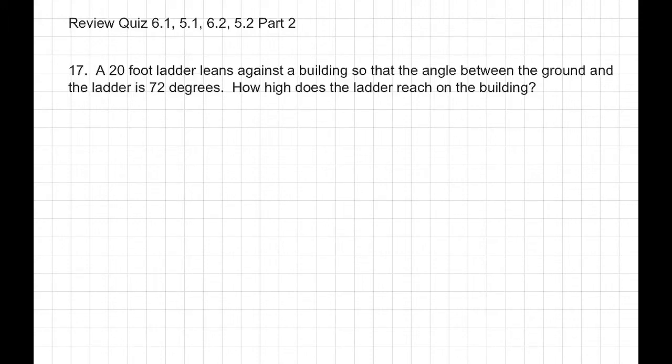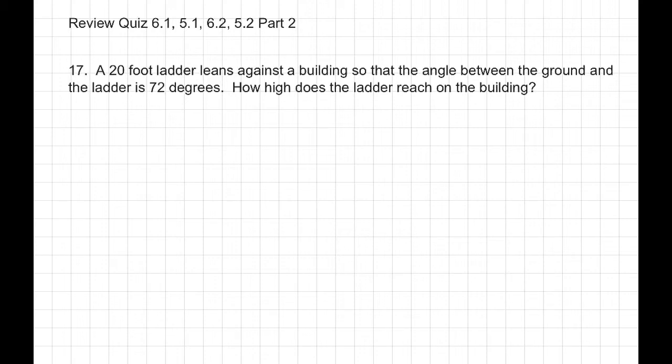This is part 2 of the review for sections 6.1, 6.2, and 5.2. Number 17. A 20-foot ladder leans against a building so that the angle between the ground and the ladder is 72 degrees. How high does the ladder reach on the building?